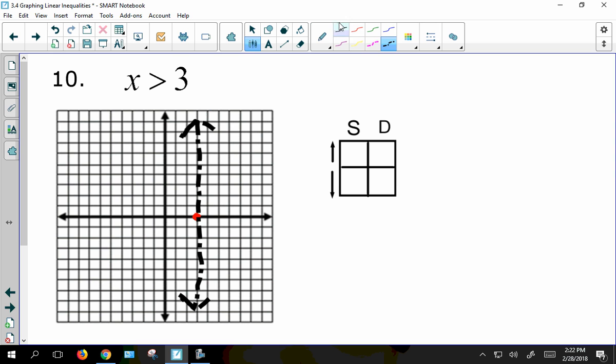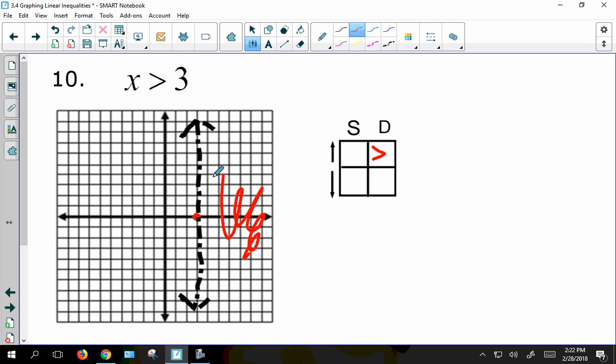Please look. So my greater than is here, but it's dotted. So I put greater than up here up top, and I do this. So where am I shading, above or below? Is it eating the x? Shade above.